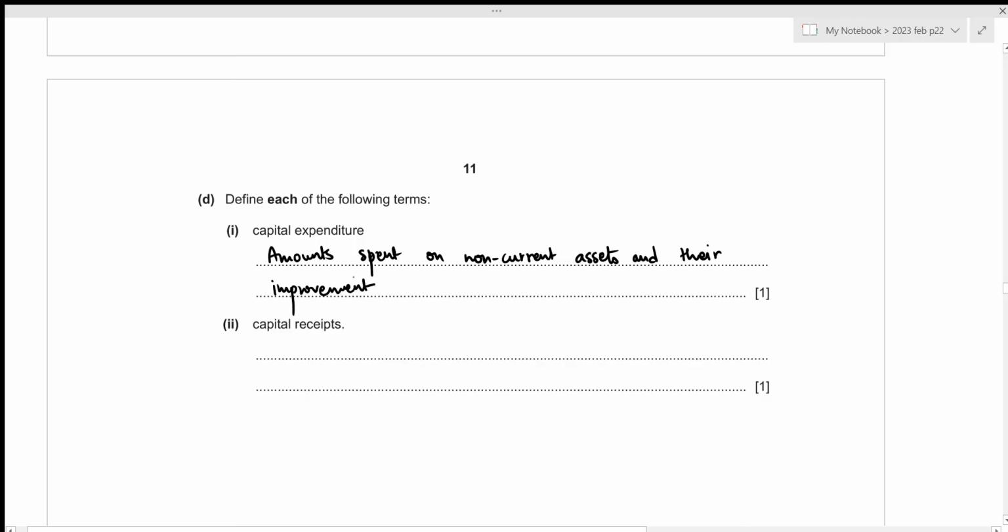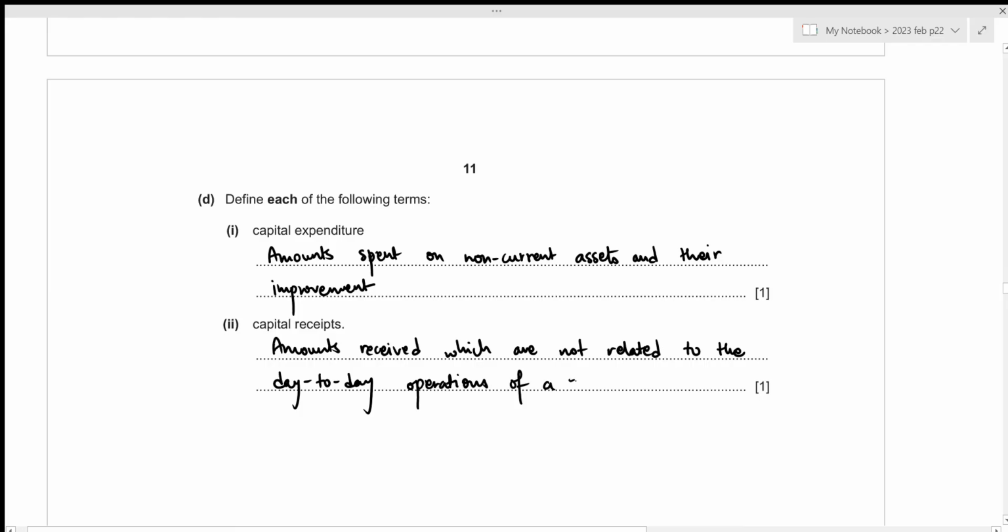Then the second one is our capital receipts. Capital receipts is the exact opposite of this. So capital receipts are just going to be the amounts received which are not related to any day-to-day operations of a business, or these are the amounts received which are of long-term benefit to a business. Let's write it down. So amounts received which are not related to the day-to-day operations of a business. This concludes the fourth part.